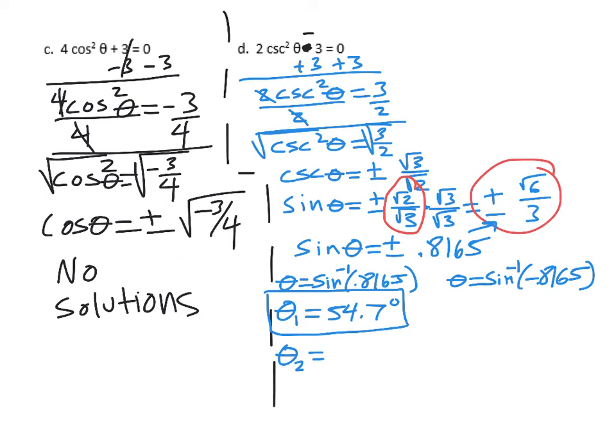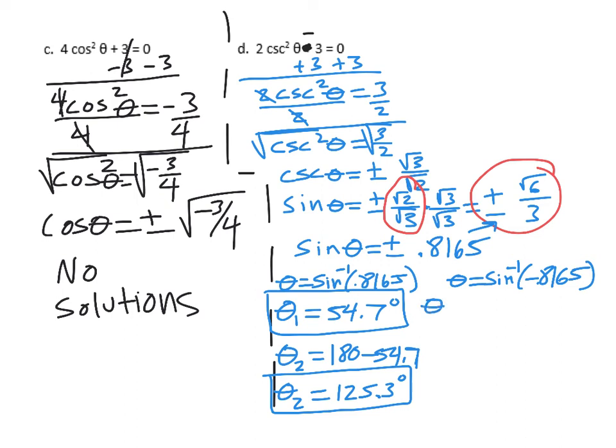This is what I was referring to a few minutes ago when I said you got to go check sine, right? In degrees, 180 minus your first answer will give you your second, 125.3 degrees. And there we go. Okay. We got the two solutions we're looking for. Okay.